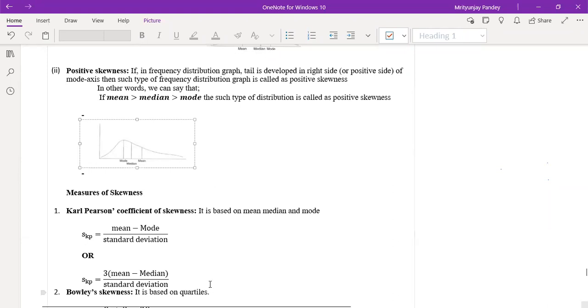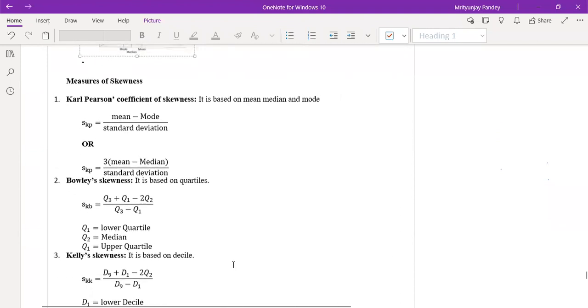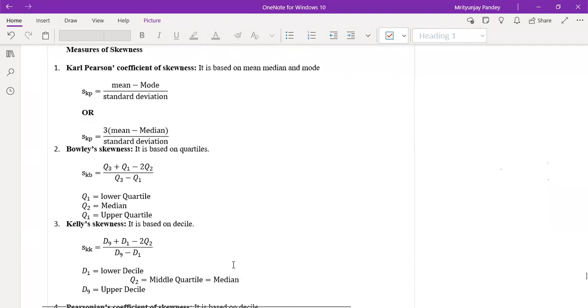So this is one of the concepts to calculate the skewness. Another way to calculate is Bowley's skewness. This formula is based on quartiles. The notation of skewness is SKB, B for Bowley's. That is Q3 plus Q1 minus 2 Q2, divided by Q3 minus Q1. And how to calculate Q1, Q2, Q3, I have already taught. Understood?